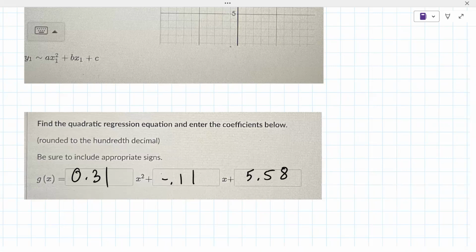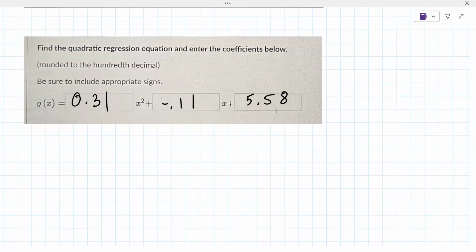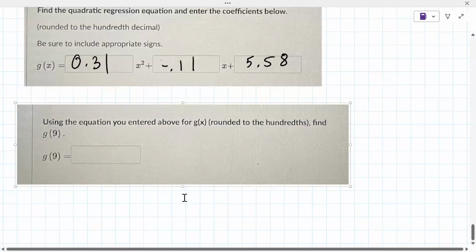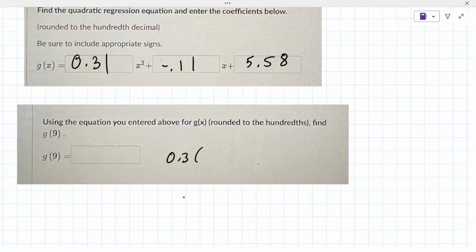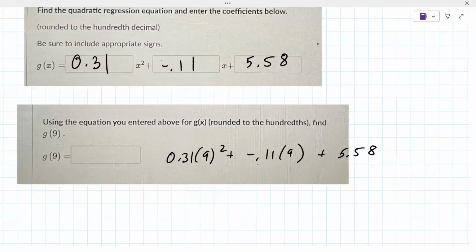Okay. So for the next part of this, where it says to evaluate g of 9, I'd like you to try that. You're putting 9 in for x. So it's like 3.19 squared plus negative 0.11 times 9 plus 5.58. And that doesn't seem right. I guess it is. 3.1, sorry, not 0.3.